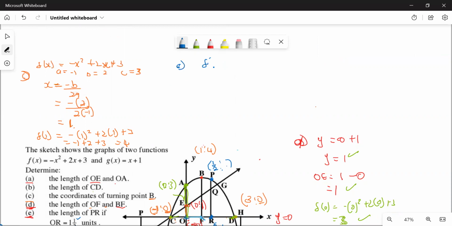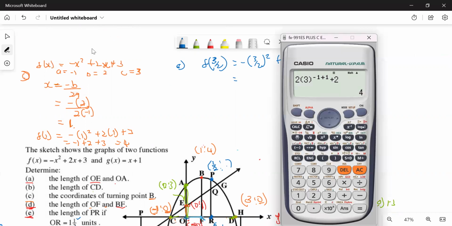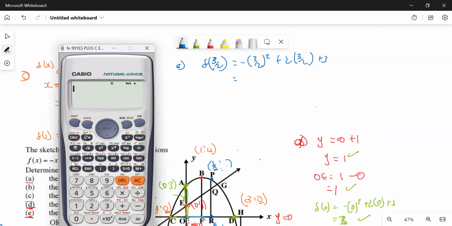On number E, we're going to say F of 3 all over 2: minus 3 all over 2 all squared, plus 2 multiplied by 3 all over 2, plus 3. And then we type this in our calculator and we're going to get the answer here. We're going to have minus again, open bracket. I hope you're also typing that side, guys, so that when I make a mistake here, we are able to correct.